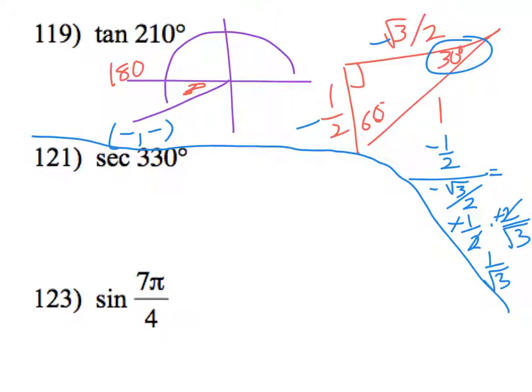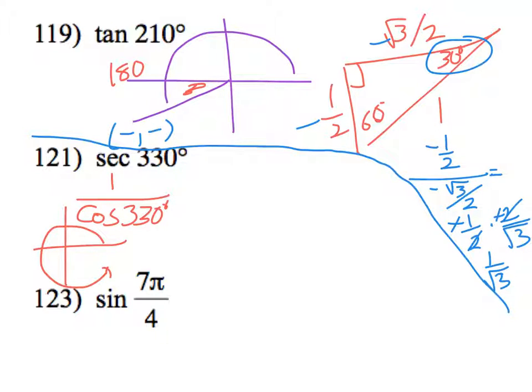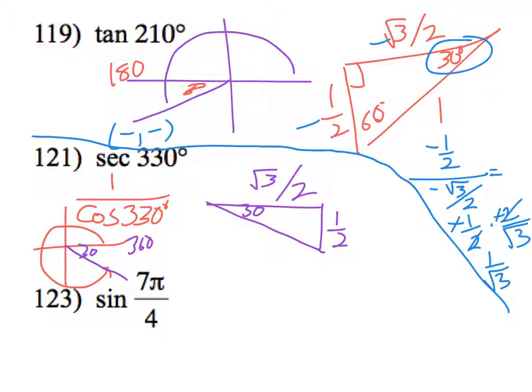Secant of 330 degrees, same type of thing. This time we're going to look at the reciprocal of cosine of 330 degrees. Okay, so first thing, 330. I'm going to go almost all the way around, and if that's 360, there's 30 left over. I've got a 30, 60, 90 again. Okay, there's my 30, 1/2, root 3 over 2. That's negative and that's positive. So cosine would be positive root 3 over 2.